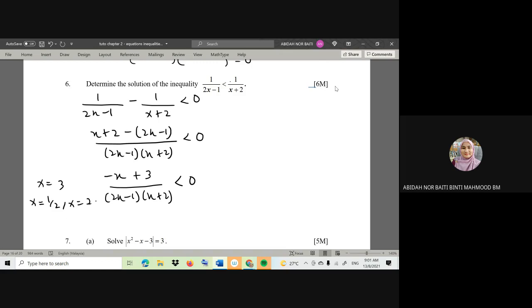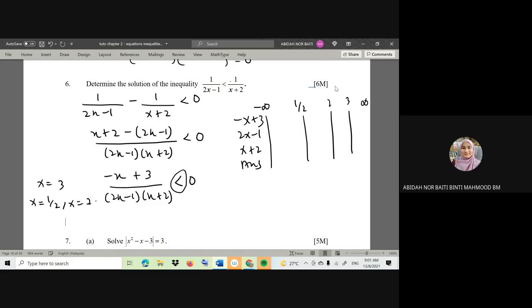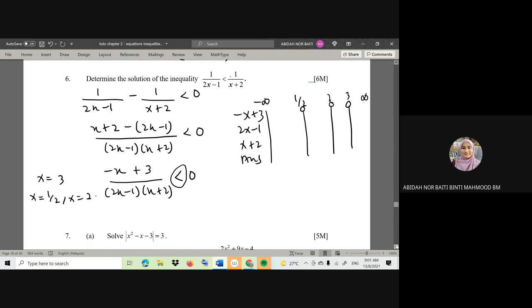Okay. Lepas tu pakailah table of sign kamu ya. Kan, betul kan? So negative x plus 3, 2x minus 1, x plus 2, answer. So we start from negative infinity, half, 2, 3, and positive infinity. Okay, so no equal sign, so all we use empty circle. So boleh letaklah sign kat situ ya. Then find your final answer. Boleh?